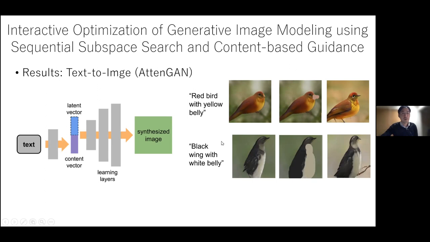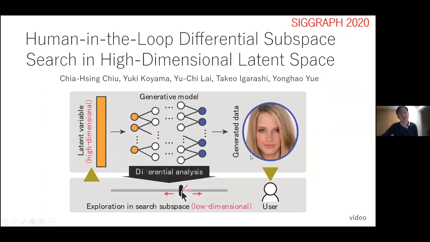Okay, so next one. The next one is essentially trying to solve exactly the same problem, right? You get the latent variable, network, and you get the result, and the user feedback, and then do the same thing again. But in this particular paper, the novel contribution is to take the differentiation, the gradient, from the neural network, right?